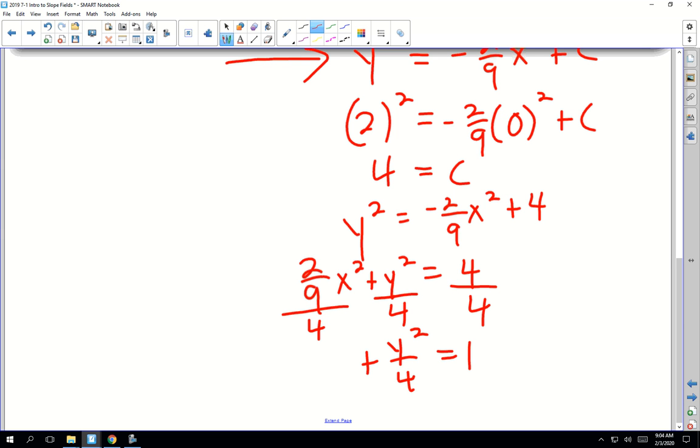I'm putting this off because the fraction is a complex fraction. What does that end up equaling? 2 over 36, or 1 over 18, right? x squared over 18. So there it is. There's the particular ellipse. That's the equation of the ellipse in standard form that has the differential equation negative 4x over 9y and passes through the point (0,2).